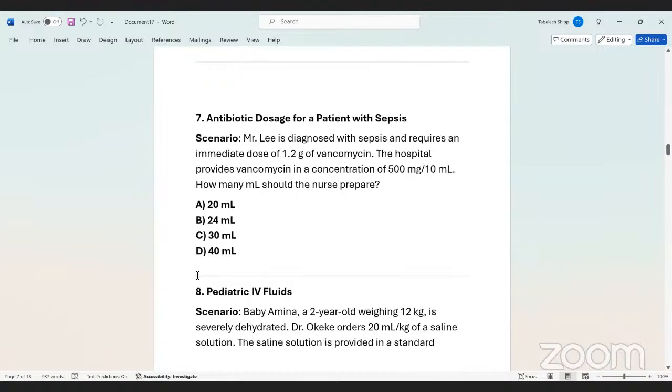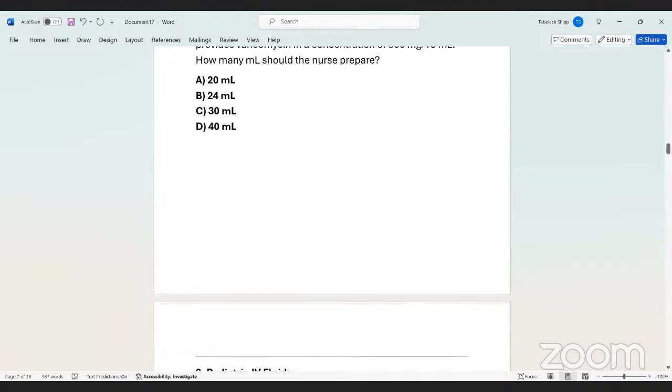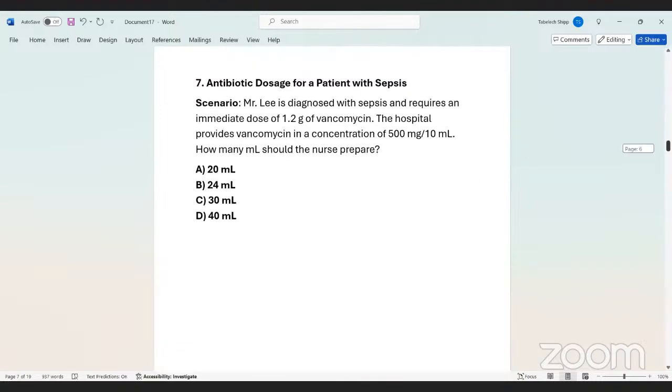So I'm trying to give you all a little bit of this and a little bit of that, because let me tell you, on your TEAS exam, you're going to have problems where you're going to have to do conversions. And this even applies to math.